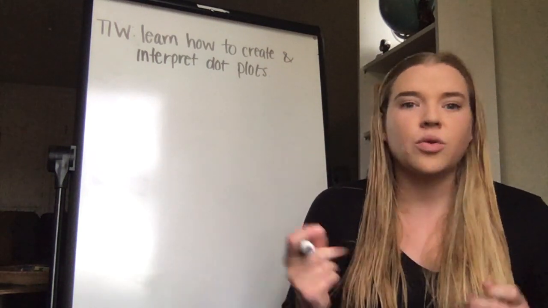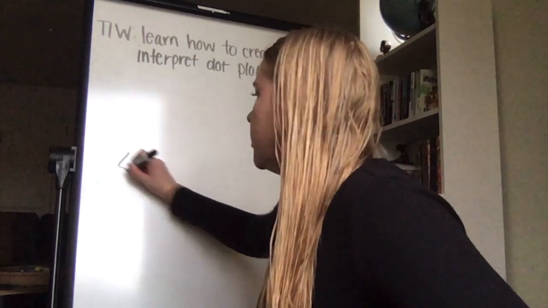plot even looks like. So like I said, a dot plot just starts with a number line.